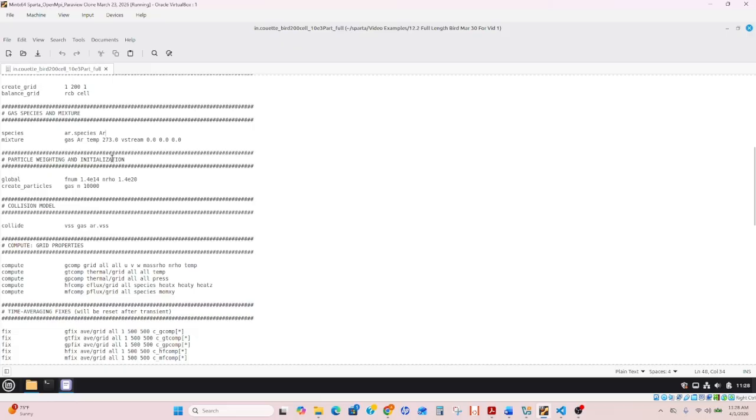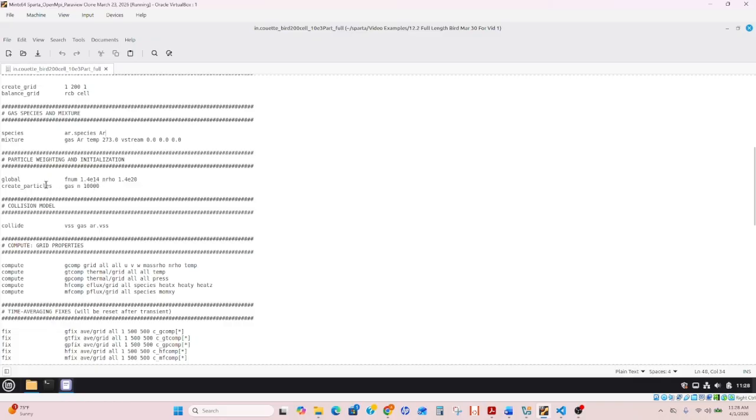Next, we have the particle weighting and initialization. This is where you determine how many particles you're going to have in your simulation. Bird talks about n rho equaling 1.4 e to the 20. You take n rho, the number of cells you have, the number of particles you want in each cell, and the volume of the cells, and you can figure out fnum. This is really close to the number that would give you 10,000 particles per cell for the simulation, but I went ahead and just force-fed it 10,000 particles.